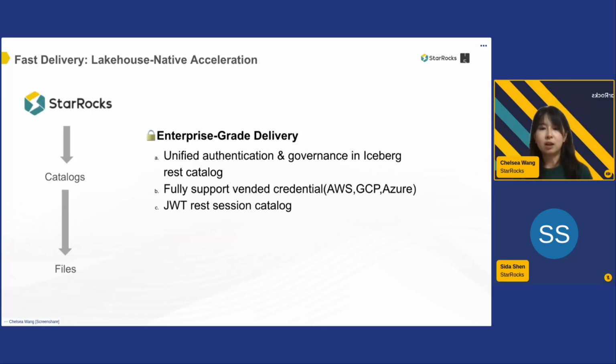And finally, none of this matters without the security, right? So in version 4, we extended our access control with the JWT integration for Iceberg REST catalogs. And we also fully support vended credentials across AWS, GCP, Azure. So you're not just getting the speed, you are getting the speed with enterprise-grade security.